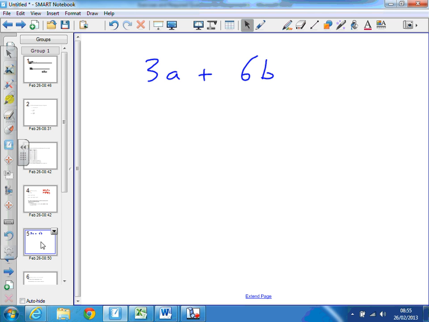And if we look at it, 3 is common to both of those terms, because 3 goes into 3 and 3 goes into 6. So I can take a 3 outside both of those terms, and then inside a bracket I put what's left. And the way I sort out what's left is I ask myself, what have I got to times this by, the 3 that I've taken outside the bracket, what have I got to times that by to get back to 3a? Answer? 1a, or just a, yeah.